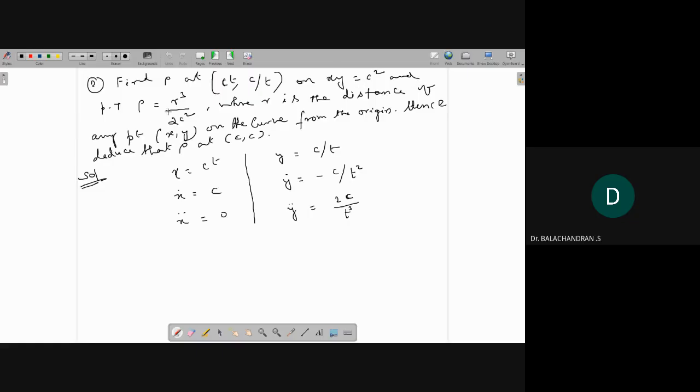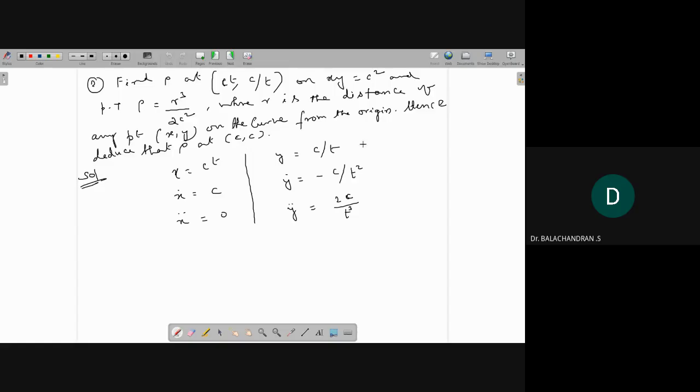And prove that rho equal to r cube by 2c square, where r is the distance of any point x comma y on the curve from the origin. So you should know what is r. R is the distance of any point x comma y on the curve from the origin. Hence deduce that rho at c comma c.